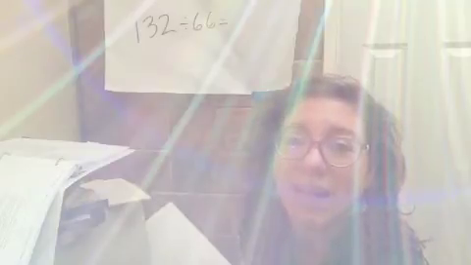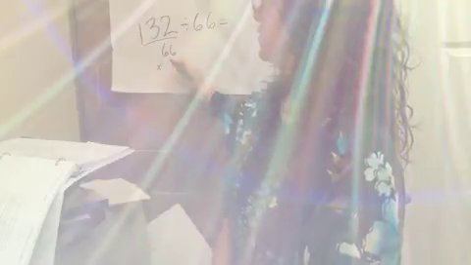Anyone? Okay. One idea that we know is that 132 is 66 times 2, right? Going back to our standard algorithm, 2 times 6 is 12. 6 times 2 is 12, plus 1 more is 13.